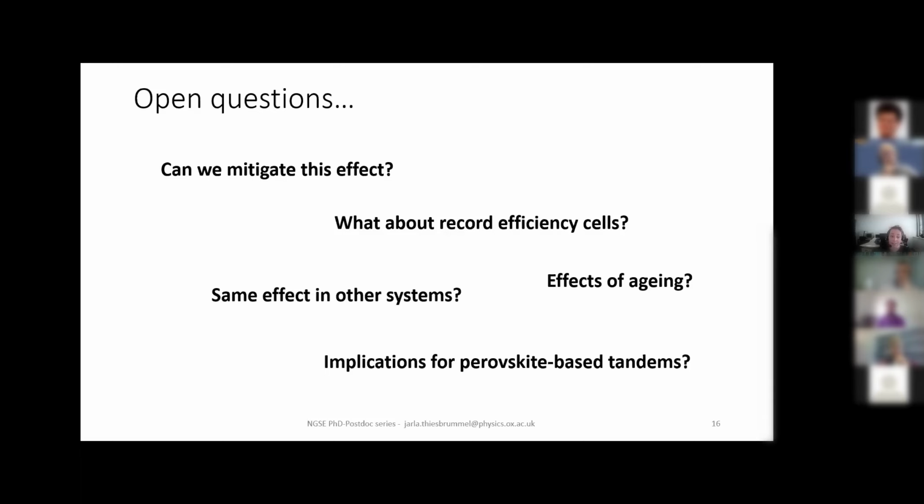And then finally, one more question that comes up: what will be the implications for perovskite-based tandems? And most importantly, what will be the implications for all-perovskite tandems? Because if you have two subcells and both of them have these current losses, do we then see this effect extra strong in these tandems?